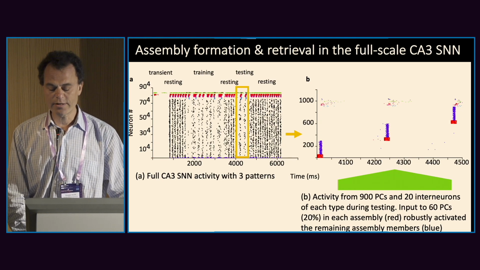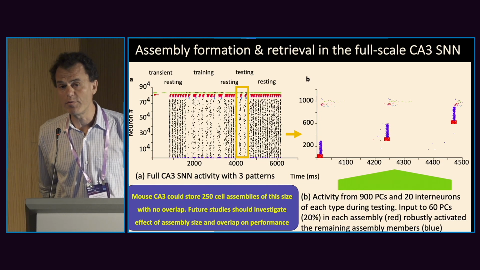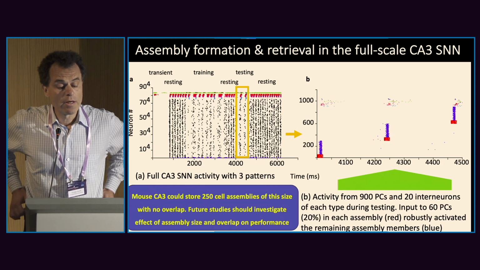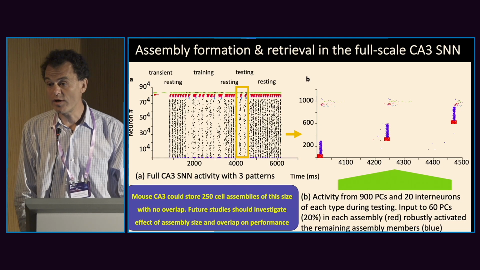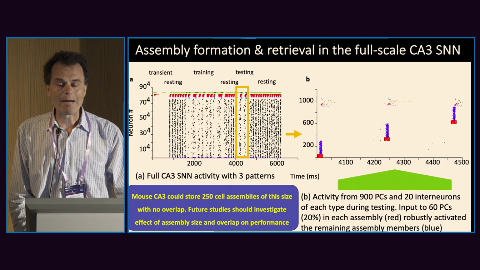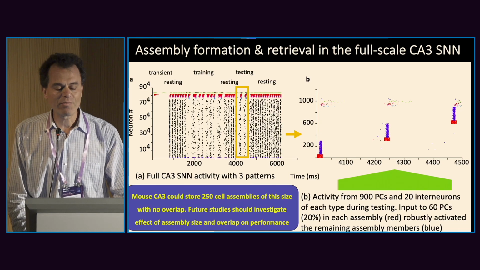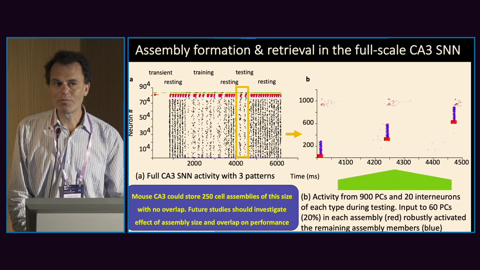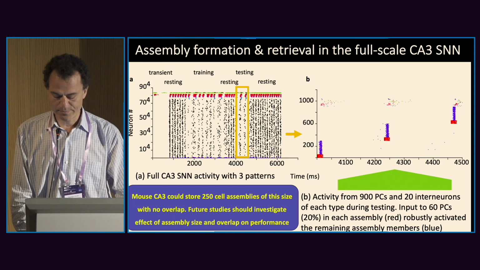And this is done, in this case, for 3 assemblies. Now, if you just look at the number of CA3 pyramidal cells in the mouse, there is space for about 250 independent assemblies to be trained and retrieved in this way, but that's entirely with no overlap. In reality, it is almost certain that assemblies do overlap in the real hippocampus, and we're now well positioned to study the effect of overlap on memory capacity and performance.